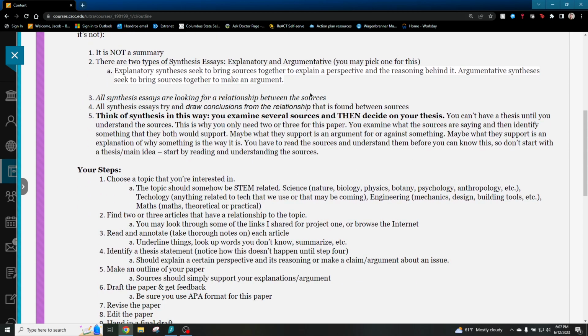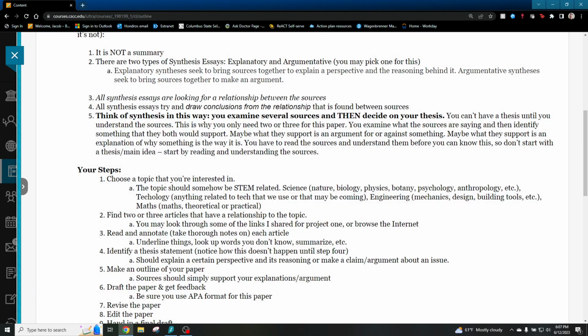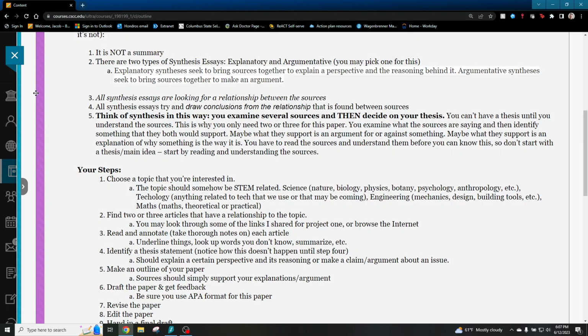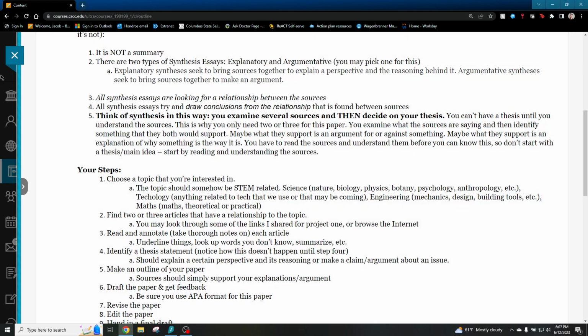All synthesis essays are looking for a relationship between the sources. In some ways, this might feel like a compare and contrast essay because you will be looking at what your sources say and then asking yourself what they have in common. Do they have any important differences? Can you reach any new conclusions based on looking at the conversation that these sources are having with each other? And again, we'll talk more about that. We'll go over some examples when I get back.